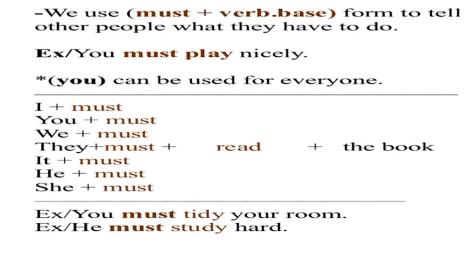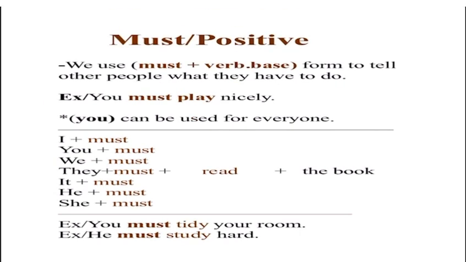For example, you must tidy your room, he must study hard. We have must in the two sentences without any difference, and we have the verb base after them, which is tidy. We didn't say you must tidying your room or you must tidies your room. We just say you must tidy your room. The verb must be base.